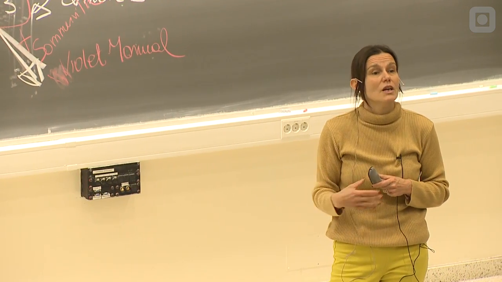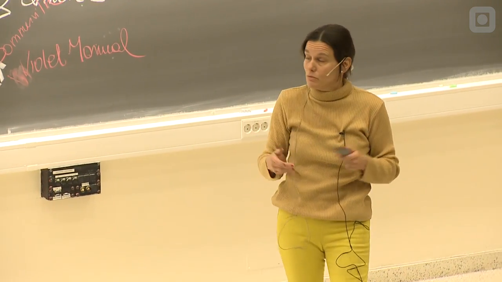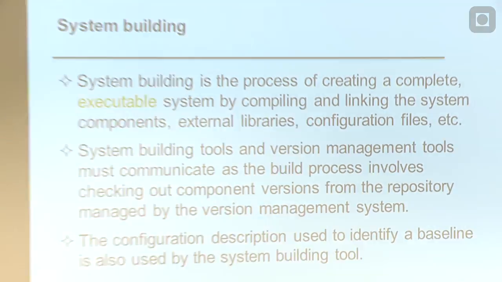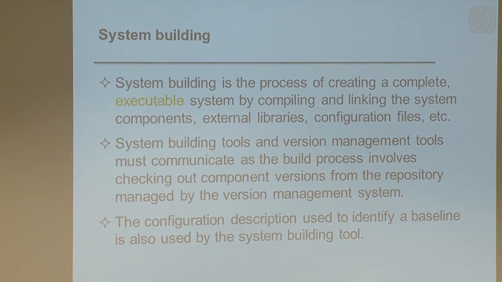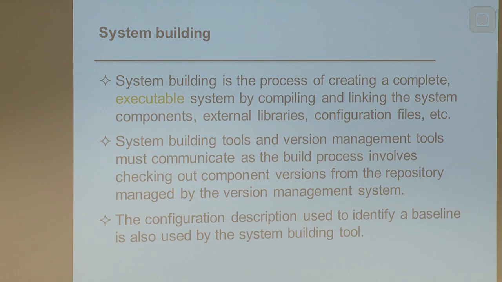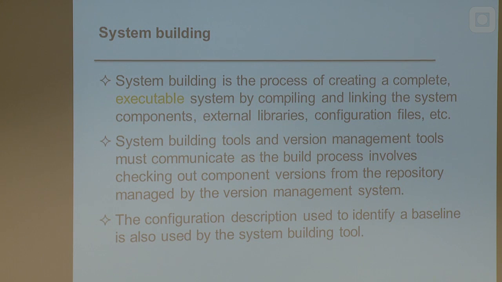Those of you that have followed the lectures about testing have for sure an understanding of the building process. Build means create an executable software system from the different source files and the different libraries that have to compose the system. And building in a professional project is done by having a configuration description used to identify a baseline that is also used by the system building tool. We have been talking about JUnit and Ant, JUnit being a testing module and Ant a building module.